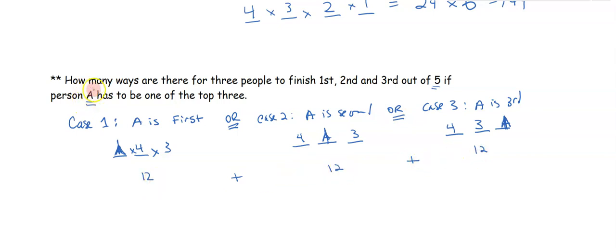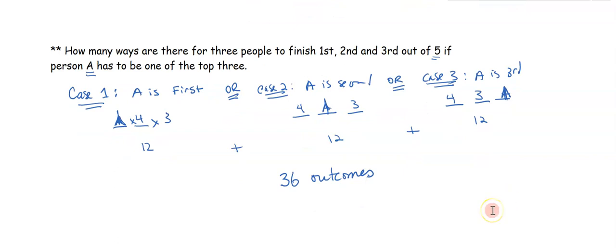So sometimes I can make it tricky and you have to say, okay, well, if A has to be in the top 3, you have to make it a case scenario. You have to figure out, okay, well, if A is first, how many options? If A is second, etc. So all together we have 36 outcomes. That's a tricky one. All right, so you can work on your fundamental counting or your number of outcomes worksheet. And there's some tricky ones in there, so if you're struggling, just ask for help and I can give you some hints.